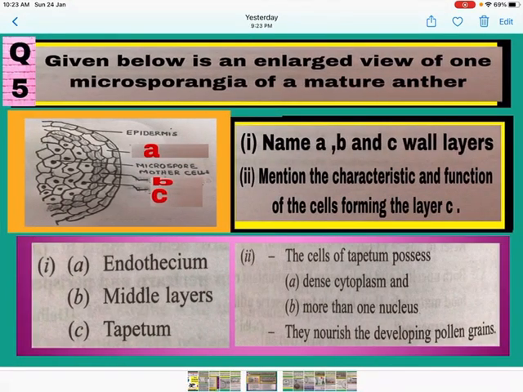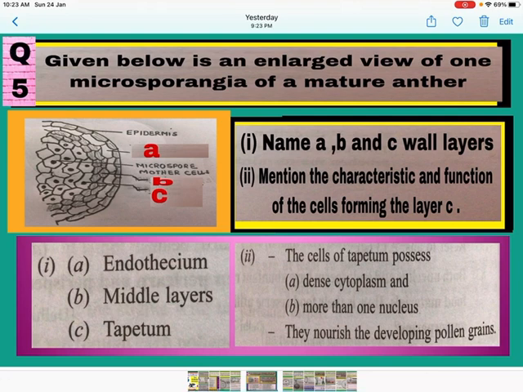Next, 5. Given below is an enlarged view of one microsporangium of a mature anther. This is the diagram of the microsporangium in front of you. A single microsporangium is shown and you have to answer by naming A, B and C wall layers.